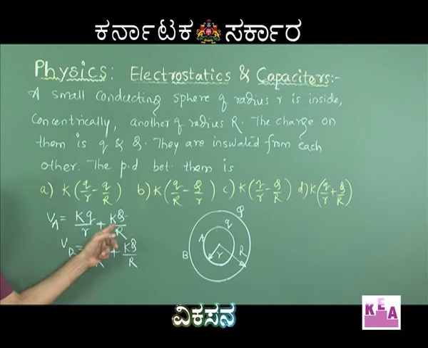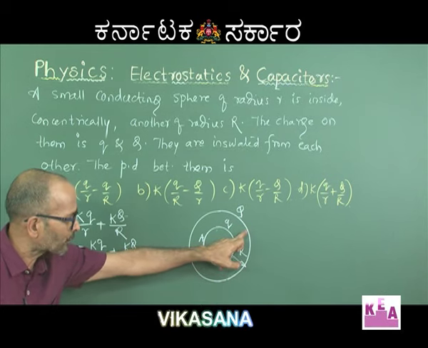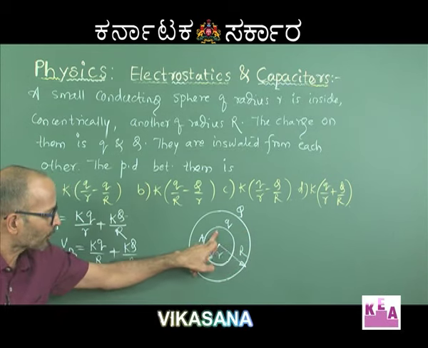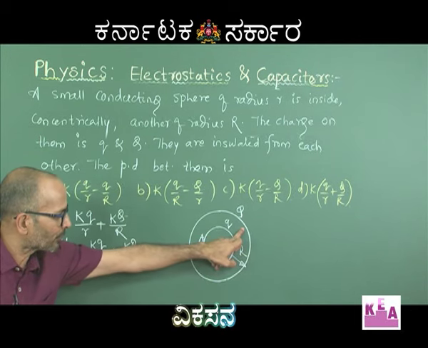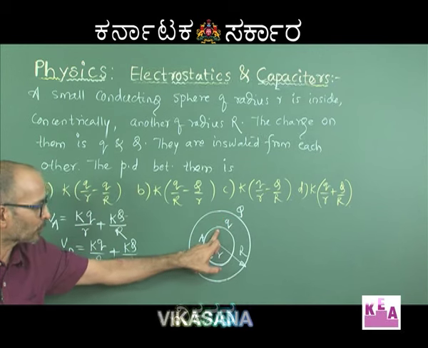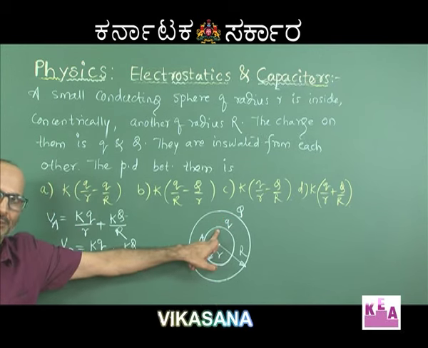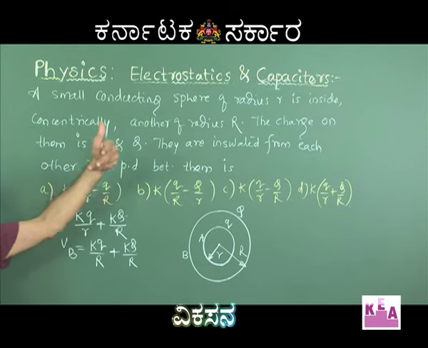This was also kQ by R only, but remember, at that time you were not writing the potential on its surface, you were writing the potential on the surface of the smaller sphere, right? But whatever was the potential on the surface of the bigger sphere was the potential everywhere inside, so it was also the potential on the surface of the inner sphere. Got it? Now you want VA minus VB or VB minus VA, because he asks only for the potential difference between them.